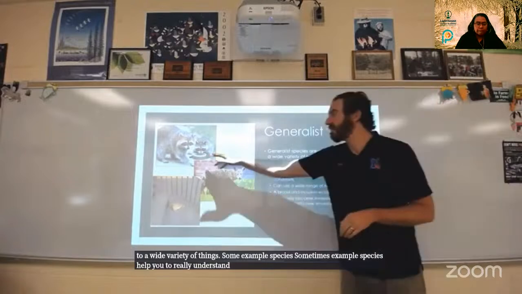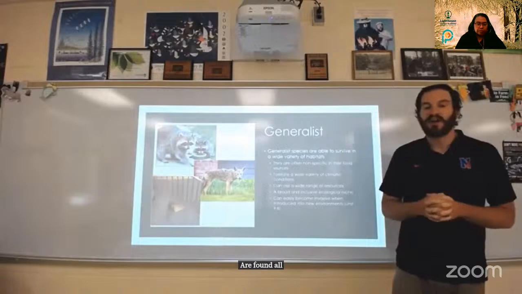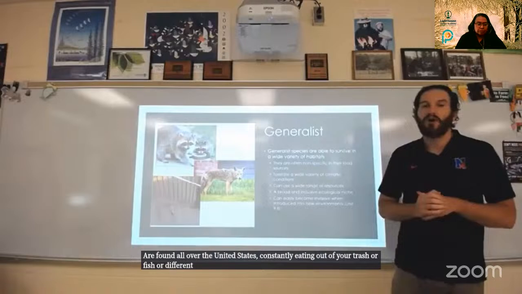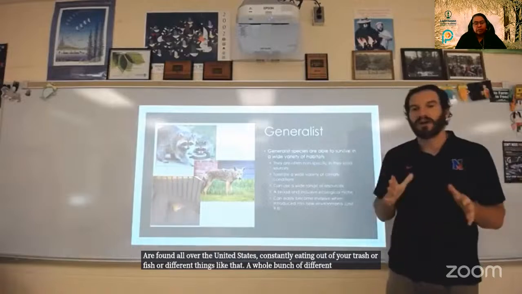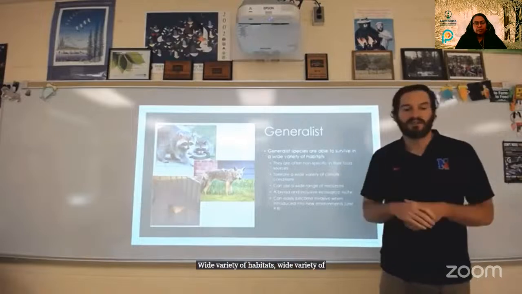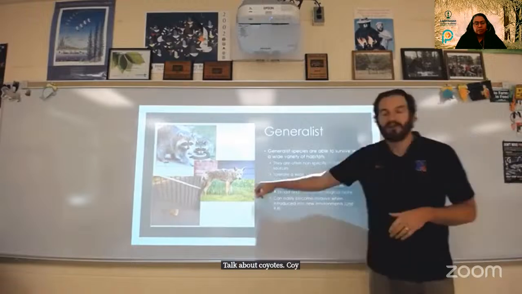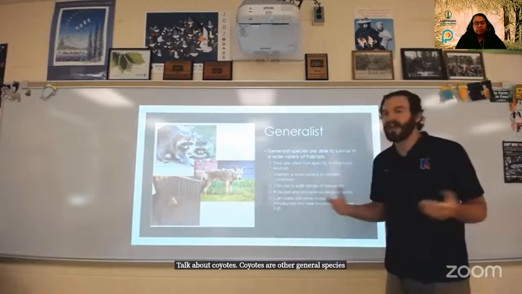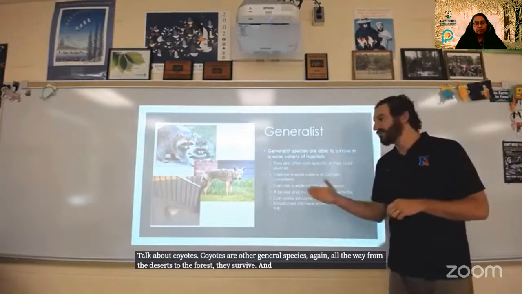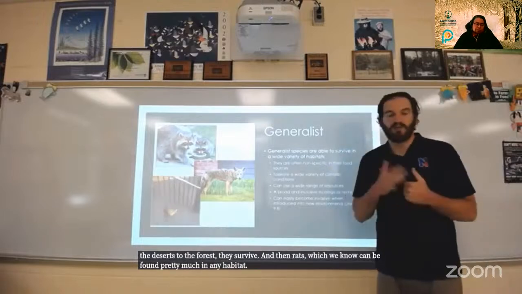Things like raccoons. Raccoons are found all over the United States, constantly eating out of your trash or fish or different things like that. Whole bunch of different food sources, wide variety of habitats, wide variety of temperature swings that they can deal with. Talk about coyotes. Coyotes are other general species. Again, all the way from the deserts to the forest, they survive. And then rats, which we know can be found pretty much in any habitat, coexisting with humans or not.